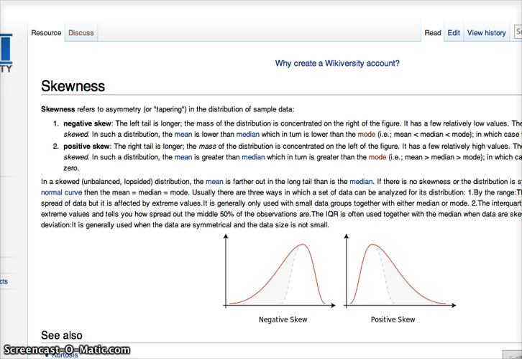Skew, or lopsidedness of a distribution, is one concept that comes up in Chapter 7. Wikiversity has a nice brief definition of skew. They explain that the direction of the skew of a distribution is the side with the longer tail, and that in a skewed distribution, the mean is typically farther out in the long tail than the median.